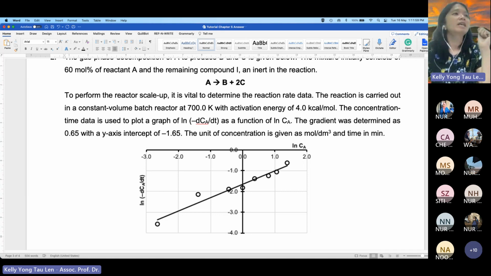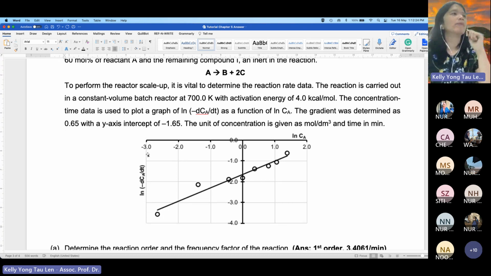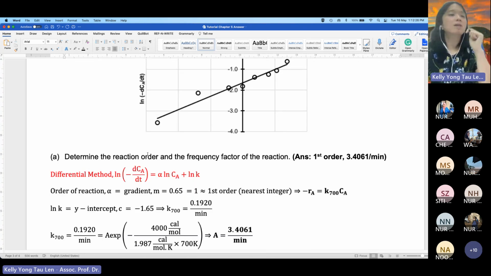Okay. So dia kata gradient was determined as 0.65, y-intercept kamu negative 1.65, and this says the unit of concentration mole per dm cube and time is in minutes. So dia beri kita unit kepekatan, unit masa. Dia beritahu kita y-intercept, and they give us the gradient as well. So let's look to the question number 1.